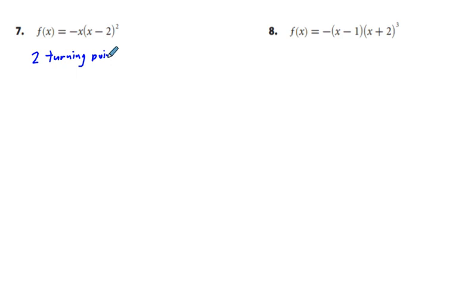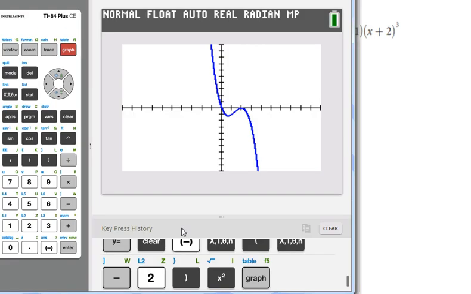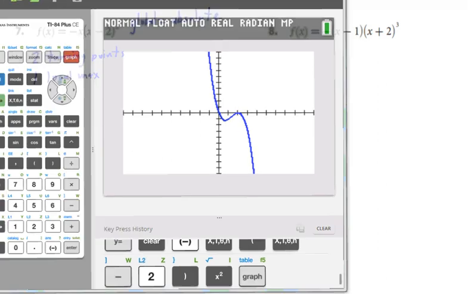We have no absolute or global. That's another thing. It says global in the book, but global is the same as absolute. So two turning points, and we have one local maximum, and that's going to be about where x equals 2. And we have one local minimum.